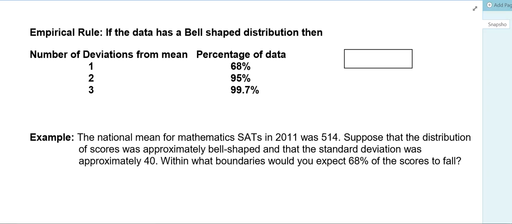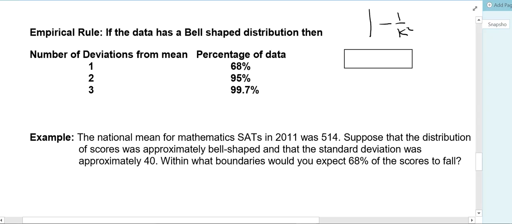If you remember, Chebyshev's theorem tells us that the relationship between the number of standard deviations to that of the percentage is given by 1 minus 1 over k squared, and that's what is associated with the percentage of data, correct?